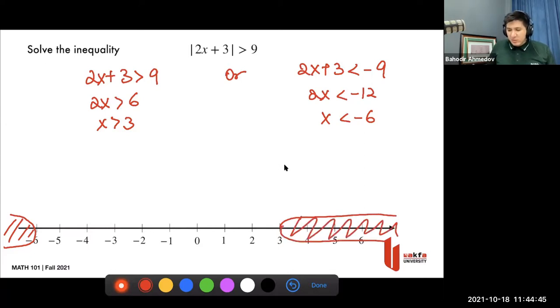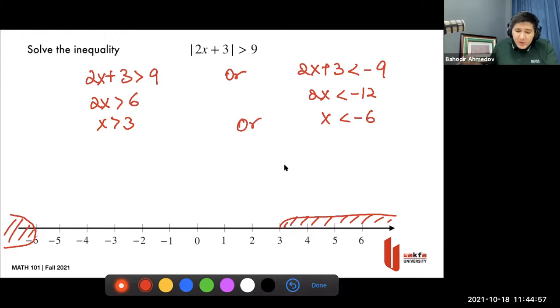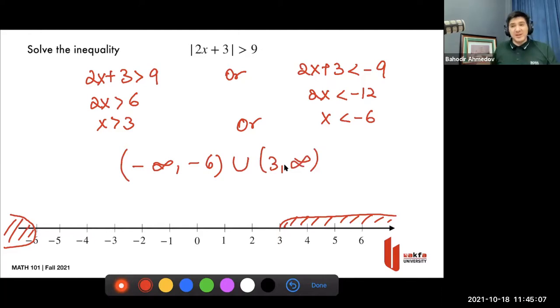As a rule, we do this differently, right? As a rule, we just denote this like this. By the notation, it becomes minus infinity to minus 6, union, 3 to infinity. Not the intersection, right? Because intersection means that there is no solution for your inequality.